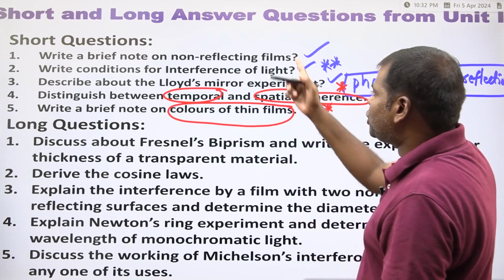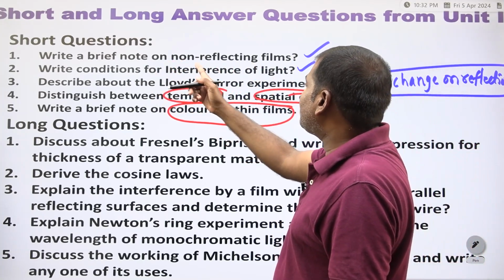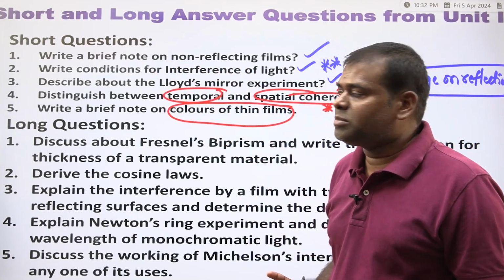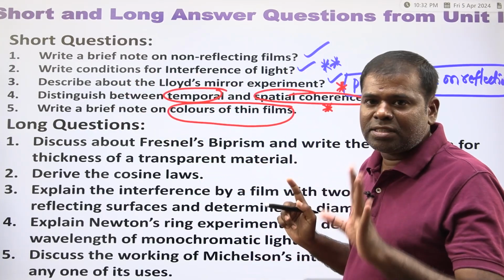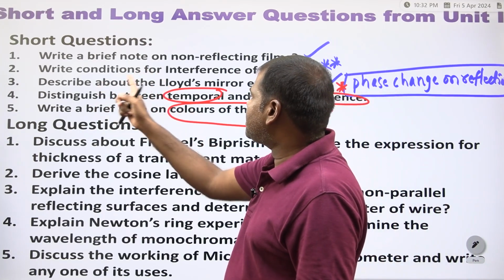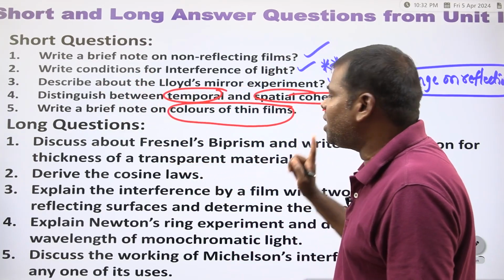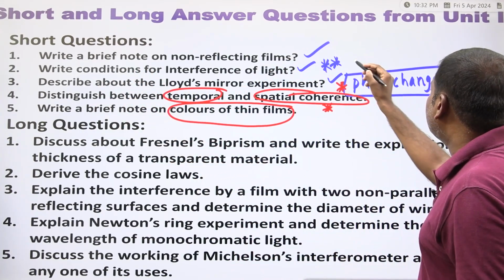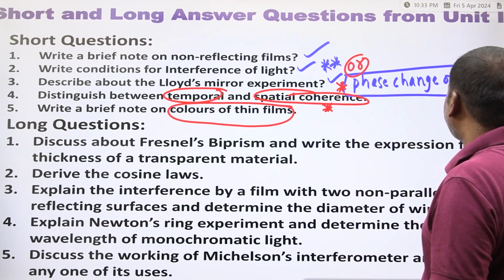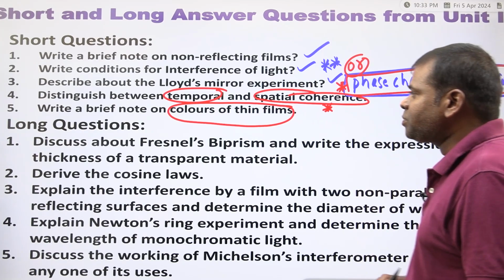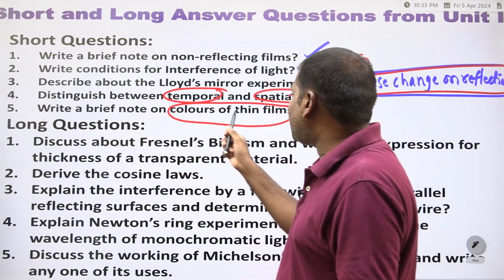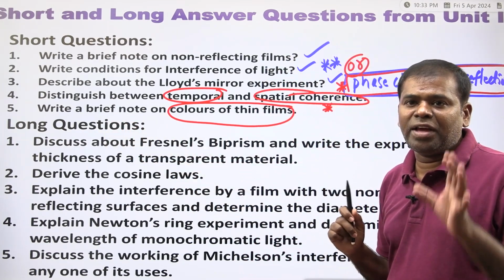5 questions. Question number 1, write a brief note on non-reflecting films. The second one is write the conditions for interference of light. The third one is describe the Lloyd single mirror experiment or phase change on reflection. Phase change on reflection, this is also important. Write a brief note on colors of thin films.